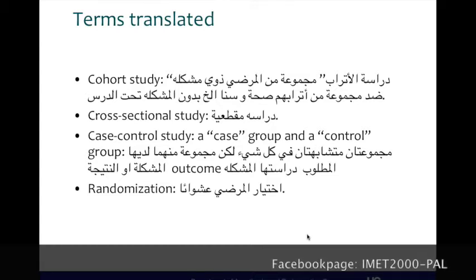And I'm going to let Dr. Hafez read this, but this is in Arabic, trying to give a little bit better description of what these studies are.